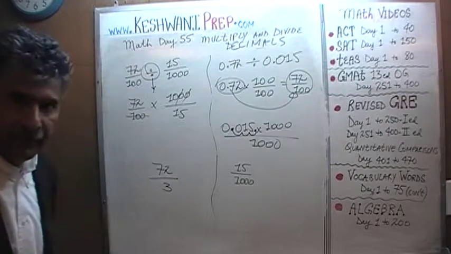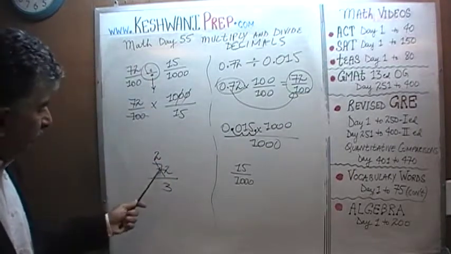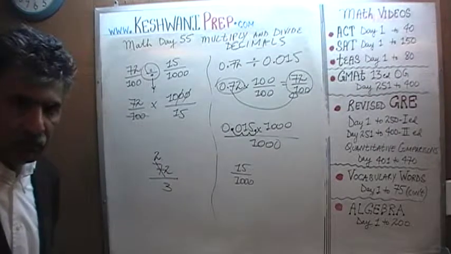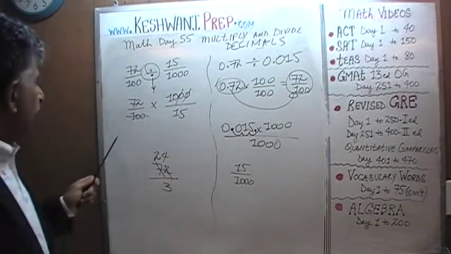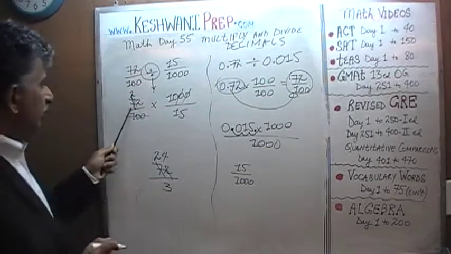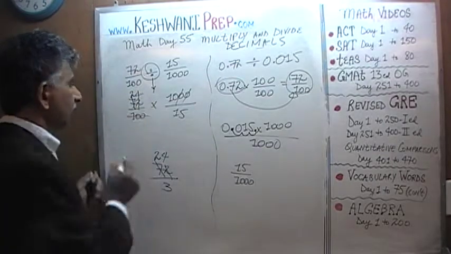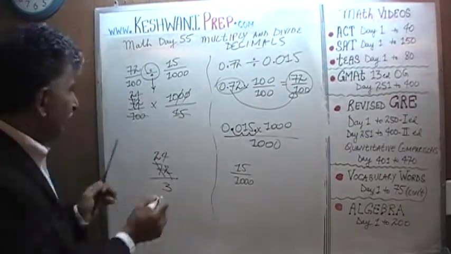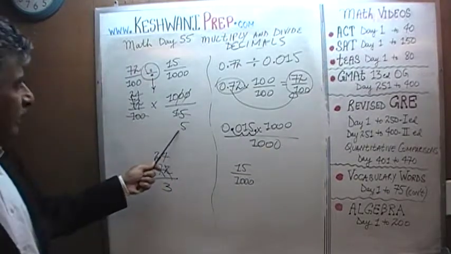How many 3's in a 7? 7 has 2 3's. The remaining one goes and joins the 2 and becomes 12. And 12 has 4 3's. So, divide top and bottom by 3. And 15 divided by 3 is just 5. So we end up with a 5 here now.